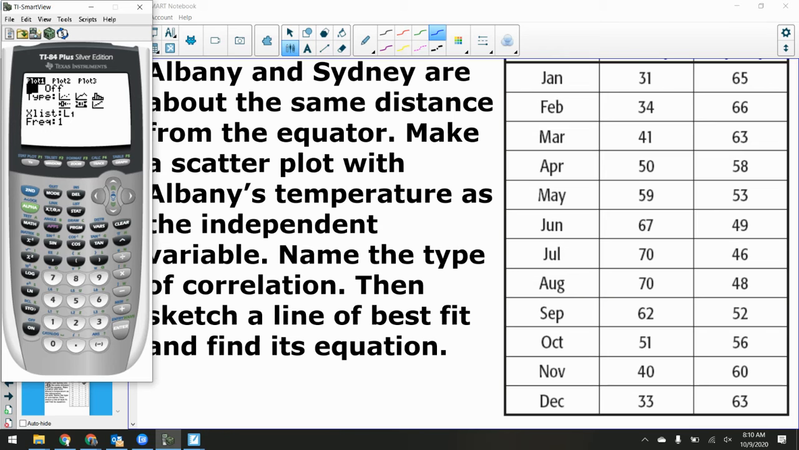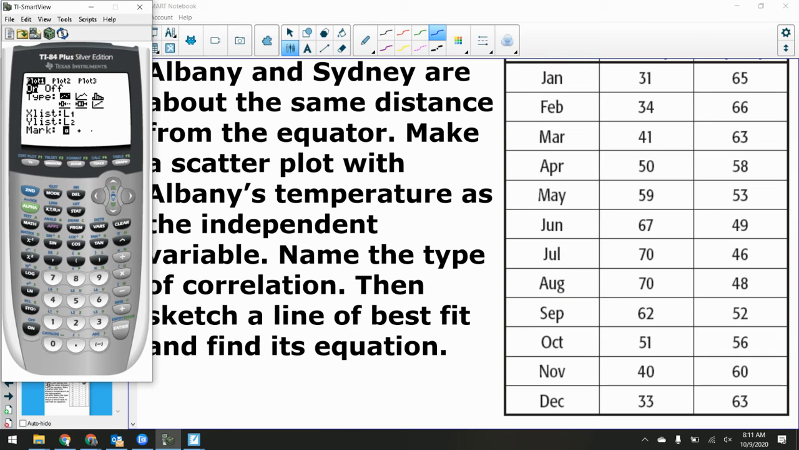You can turn it on and off. You can change the type of graph that it's going to give you. For some reason, it looks like I wanted to do a box and whisker plot at some point along the way. So I'm just going to set it back to a scatter plot. You can do a bar graph, you can do a line graph, you can do whatever.